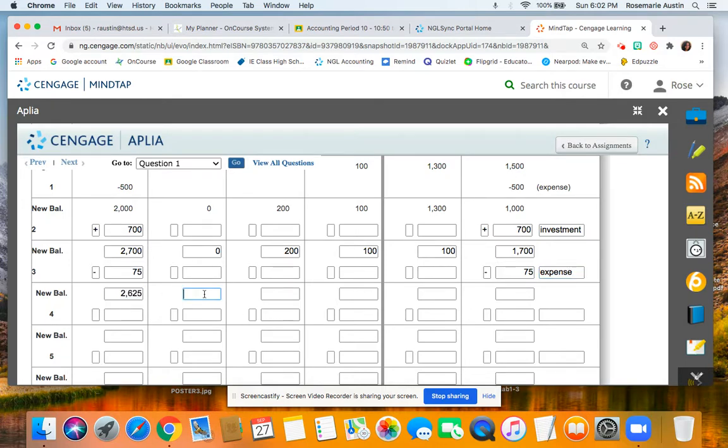2625. You're going to carry down all the other account balances that are not affected by that last transaction. Oh, I'm sorry. Maybe somebody caught this from me before here. I don't know what I did here. 1,300. I was supposed to carry down. My bad. Just double check, make sure I did that right. Okay. And 1,700 minus 75 is 1,625.